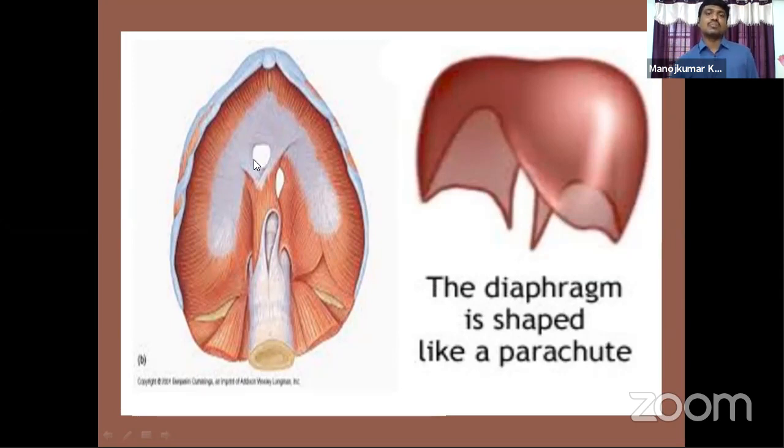These apertures are meant for the esophagus to run down, and for the aorta, the main blood vessel, which runs down and supplies oxygenated blood. There is one more aperture meant for the vena cava. The inferior vena cava passes through this aperture and reaches the heart. So there are three apertures in the diaphragm: one for the esophagus, another for the aortic blood vessel, and another for the inferior vena cava. This is from the lower angle, and this is the vertebral column.